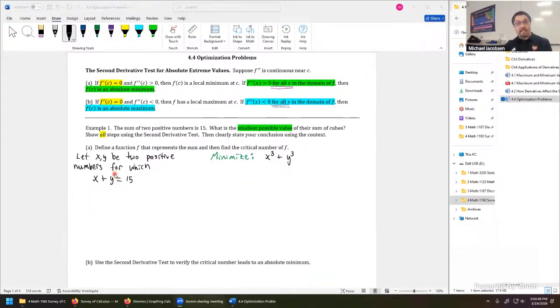What we could do a little bit differently, instead of putting in a value for x or y, is just take this equation and solve it for one variable or the other.